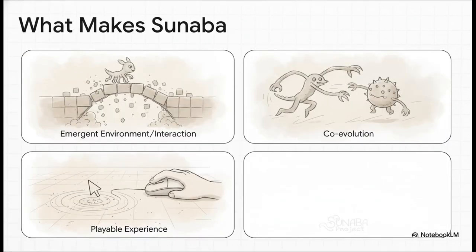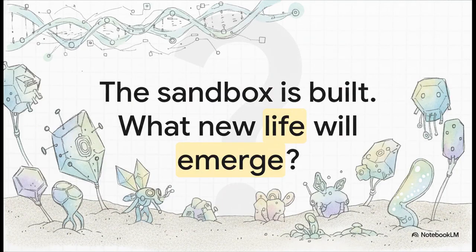So let's just recap. What really makes Sunaba so special? It's that combination. You've got an emergent world where creatures can interact with every single pixel. They're built with these evolving blueprints and controlled by adaptable brains. And all of this is guided by an algorithm designed to create diversity, which opens the door for real coevolution, predators and prey. And on top of all that, it's meant to be a playable game, not just a lab experiment.